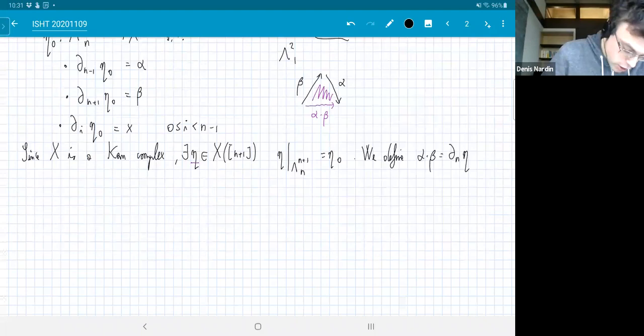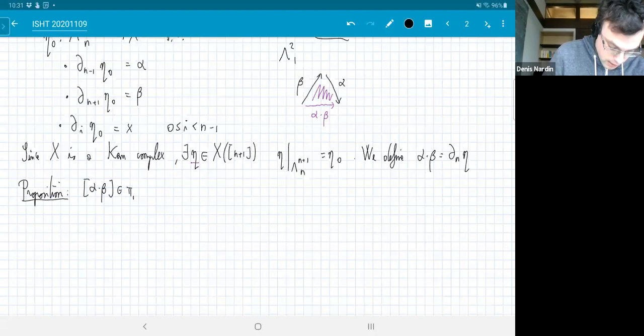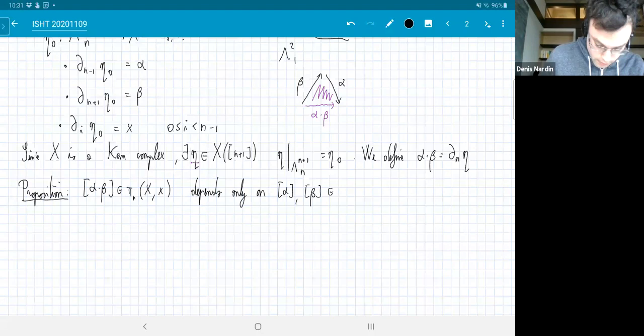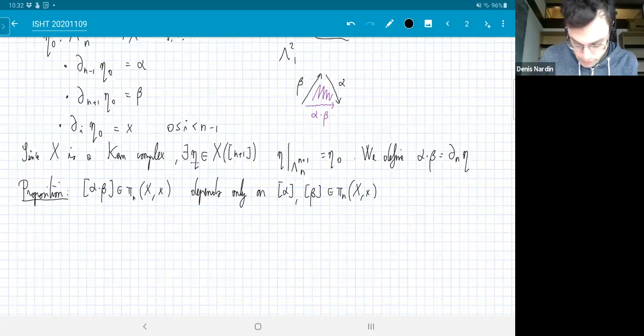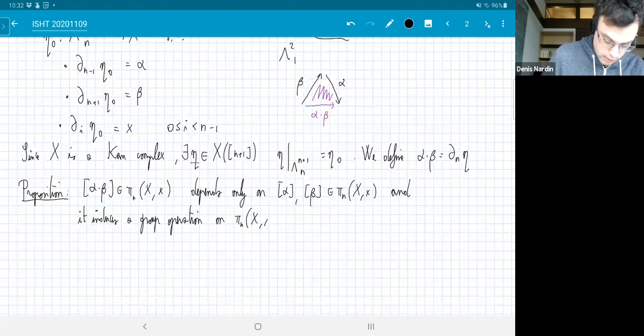Okay, and as a proposition, the class of alpha dot beta in pi_n(X, x) depends only on the class of alpha and the class of beta. And it induces a group operation on pi_n. And in fact, you can also prove that it's abelian for n greater than 1. But we will get it as a consequence of some theorems. You could actually do everything completely simplicially and never mention topological spaces at all. But I'm not going to do that in the interest of brevity.